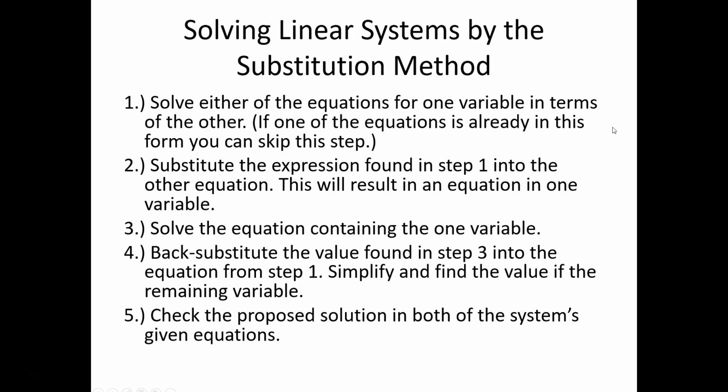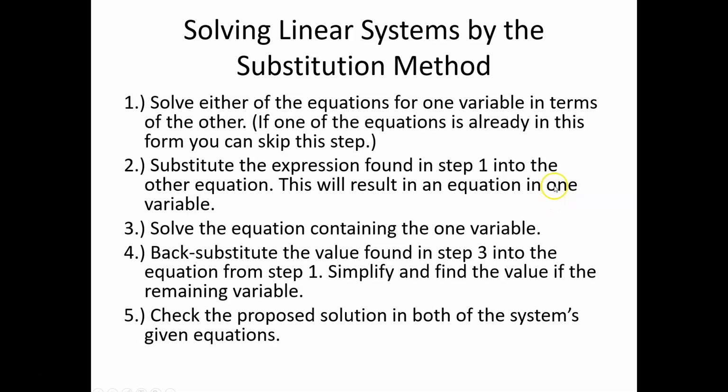To solve a linear system by the substitution method, step 1: you solve either of the equations for one variable in terms of the other. It doesn't matter which variable. If one of the equations is already in this form, you can skip this step. Step 2: substitute the expression found in step 1 into the other equation. This will result in an equation with one variable.